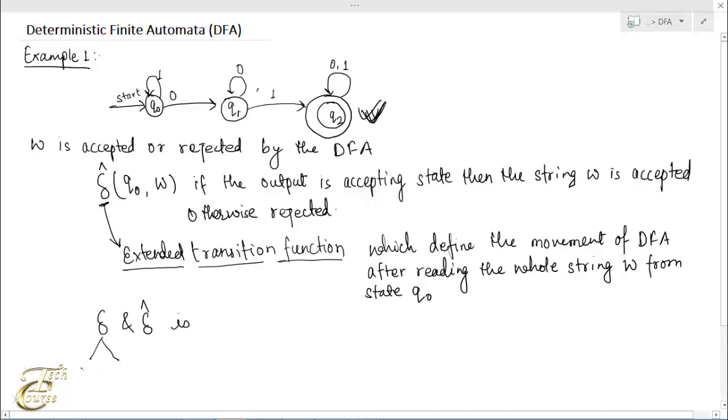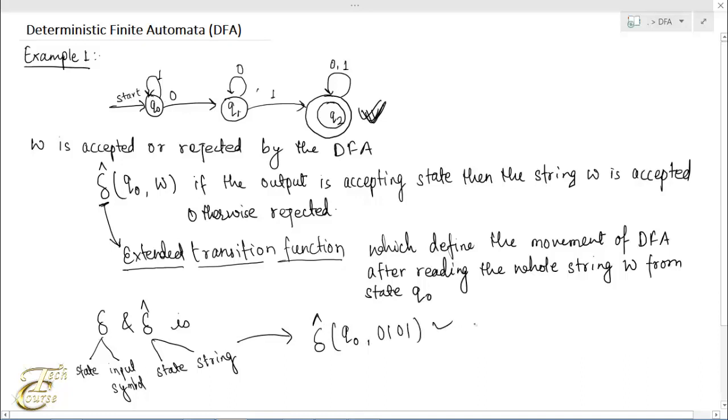The only difference between delta and delta cap is that delta has two parameters: the first one is a state and the other is an input symbol. In the case of delta cap, there are also two parameters: one is a state and the other is a string. Therefore, we can write delta cap of Q0, 0101. This is valid. But delta of Q0, 0101 is not valid, since delta receives only an input symbol as the second parameter, but this is a string.